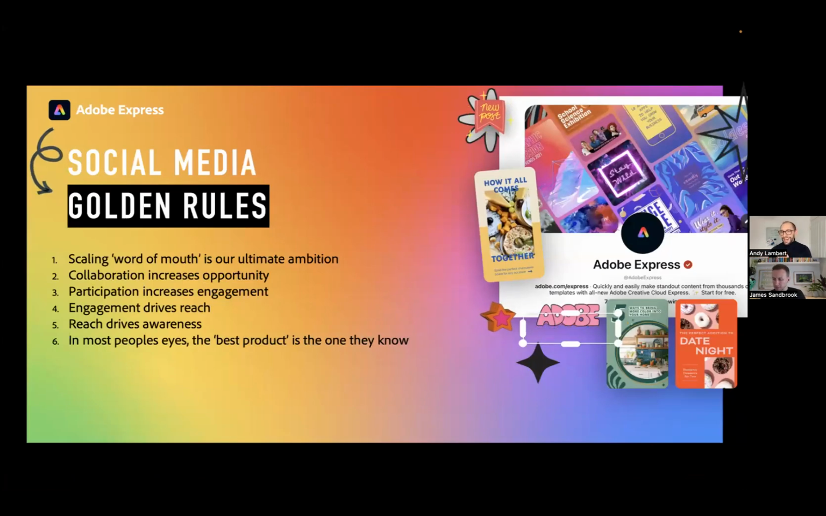Number 1, scaling word of mouth is our ultimate ambition. As we've just been speaking about, it's the way decisions are made. It's the way that brand and trust is built. Our whole job on social is not to go viral or build followers or anything like that. It's about getting as many people to talk about us as possible. That is our only thing that we should care about.